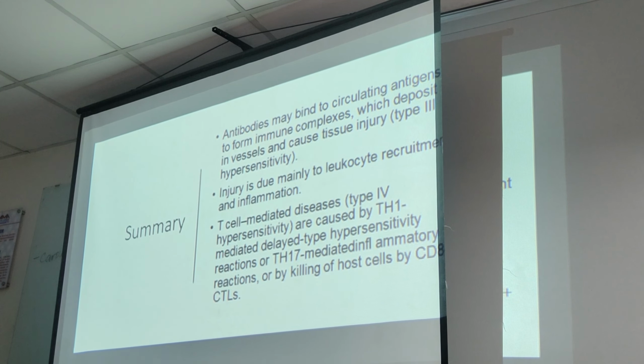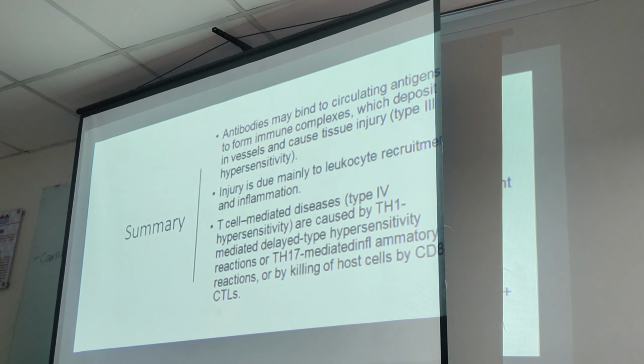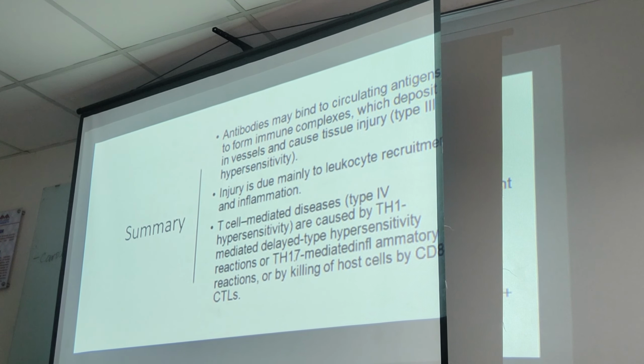Injury is due mainly to leukocyte recruitment and inflammation. So T-cell mediated diseases are caused by TH1 mediated delayed type hypersensitivity, responsible would be your TH17 mediated reaction, for example, or by killing of host cells by CD8 cytotoxic T lymphocytes. Alright, so that's the second PowerPoint.